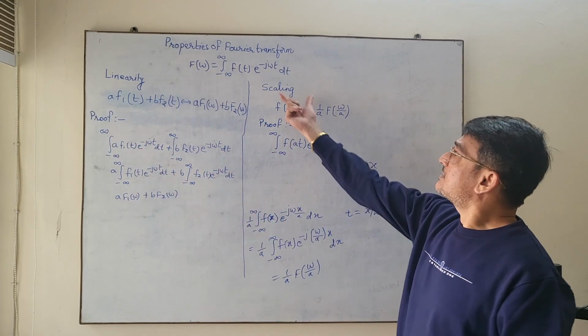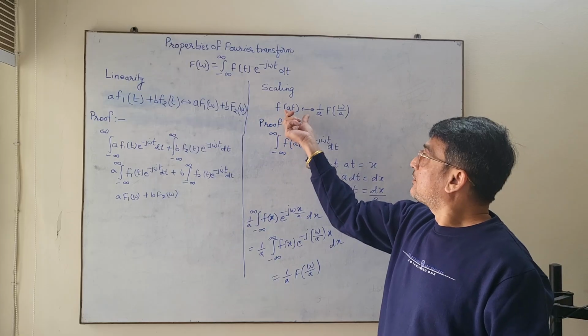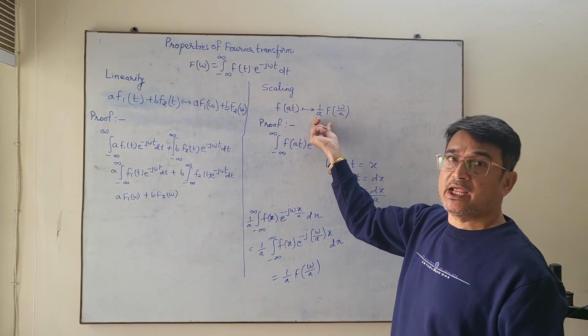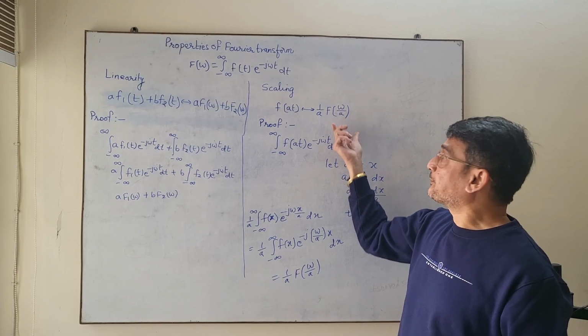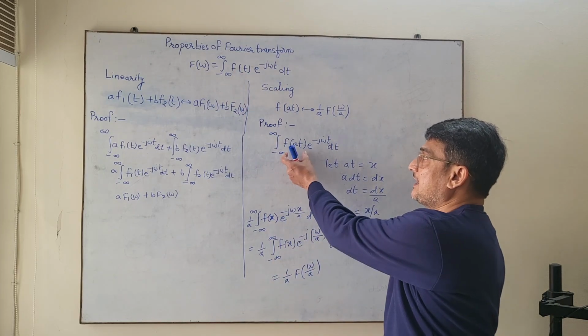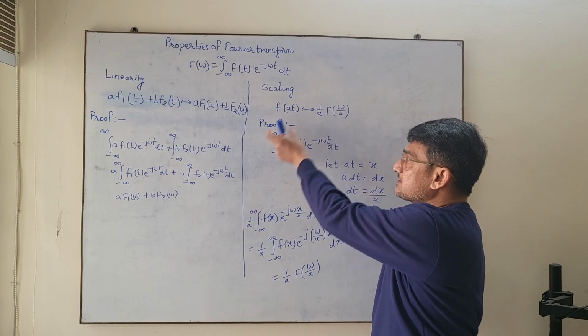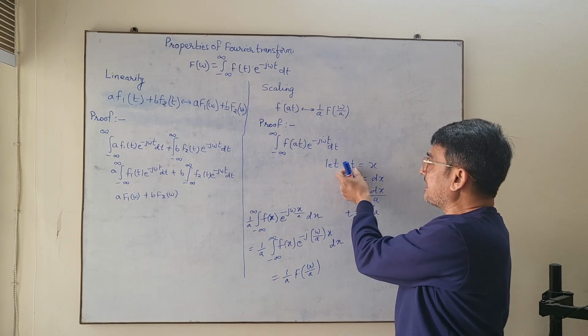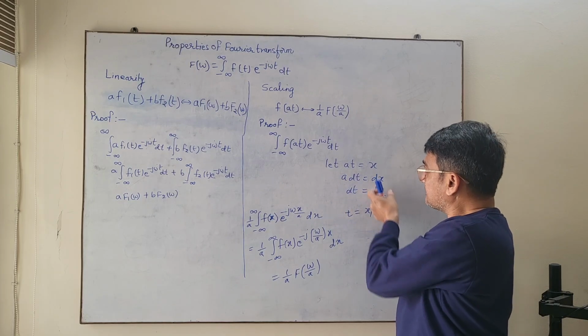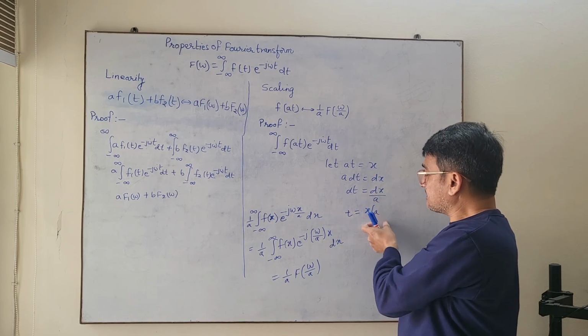The second was the scaling property. The scaling property states that f(at) has a Fourier transform 1 by a F(omega by a). To prove that, instead of f(t), we keep f(at) in this formula. Now let at equal x, so a dt will be dx, and dt is equal to dx by a, and t is equal to x by a.